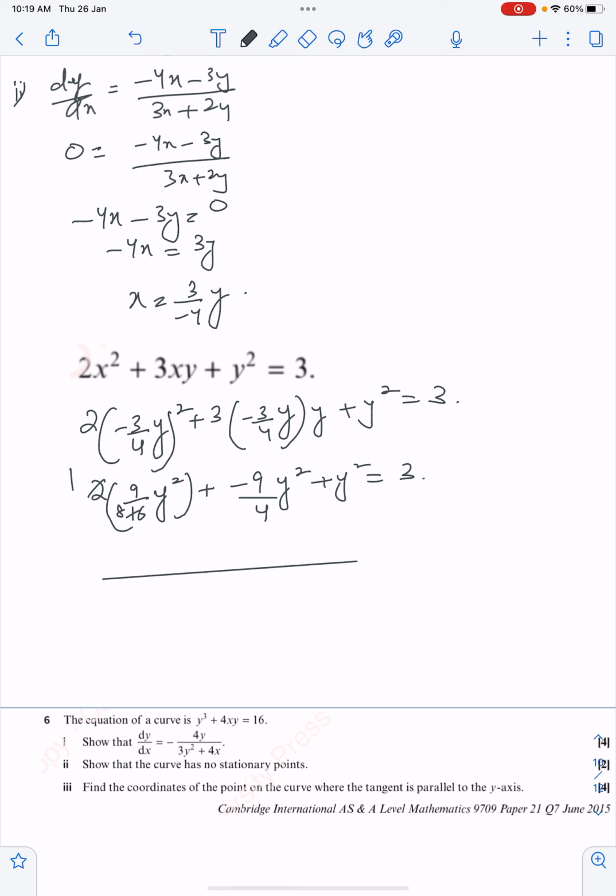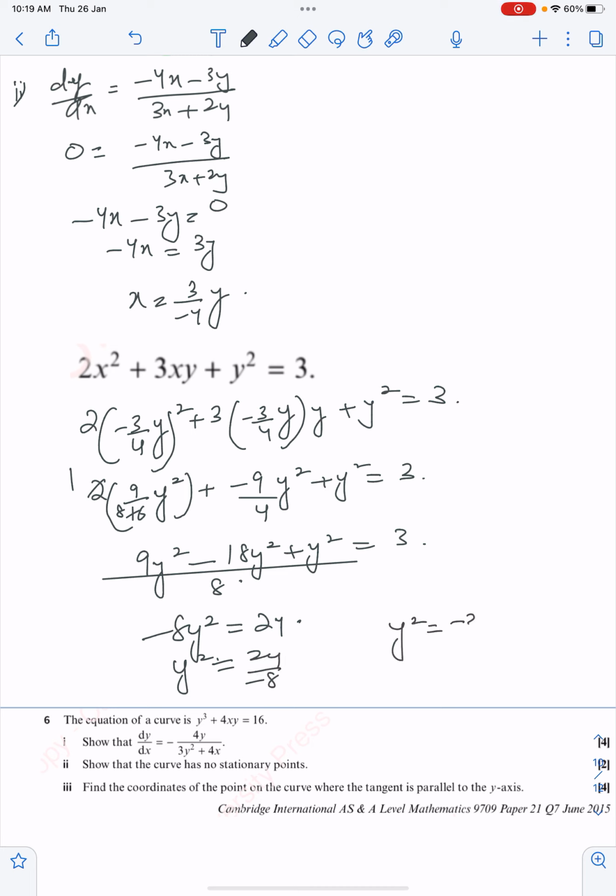Okay, let's check out the LCM. LCM of 8 and 4 is 8. 9y squared minus 18y squared plus y squared equals 3. So I'm getting minus 8y squared equals 24. y squared equals 24 upon negative 8. y squared equals negative 3. We don't have a square root of a negative number, so no turning point. No stationary point.